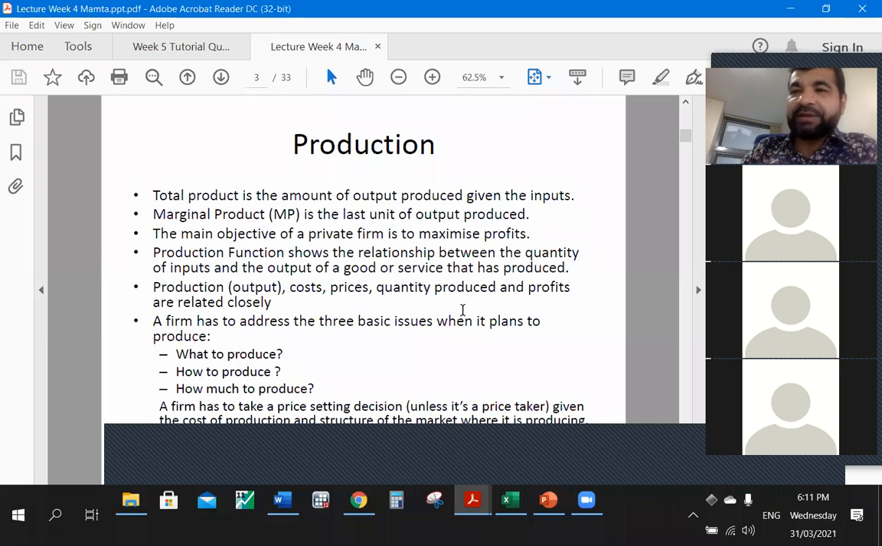And another important thing here, you need to learn a term called diminishing marginal return. Very important thing to understand here. What does it mean by diminishing marginal return? Diminishing means reducing.